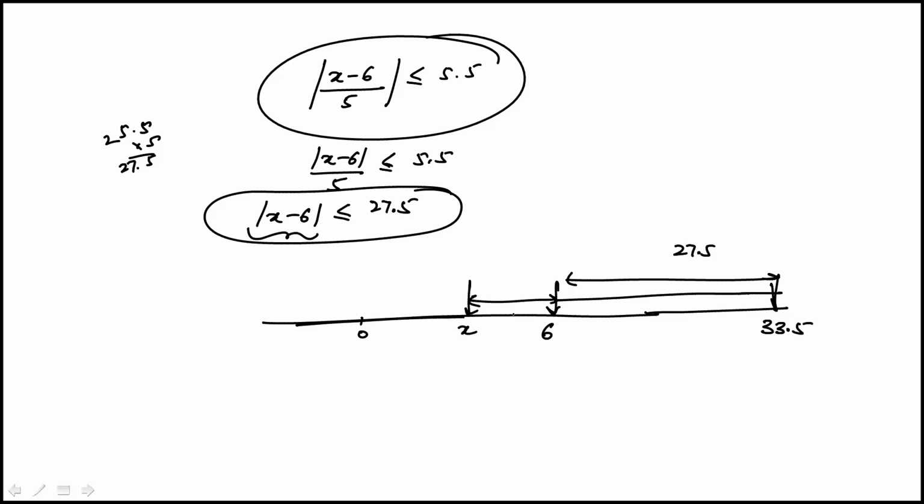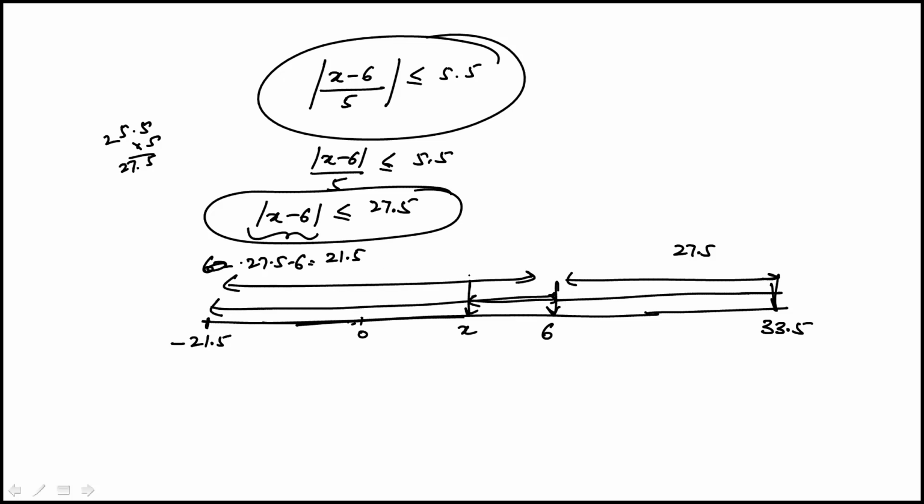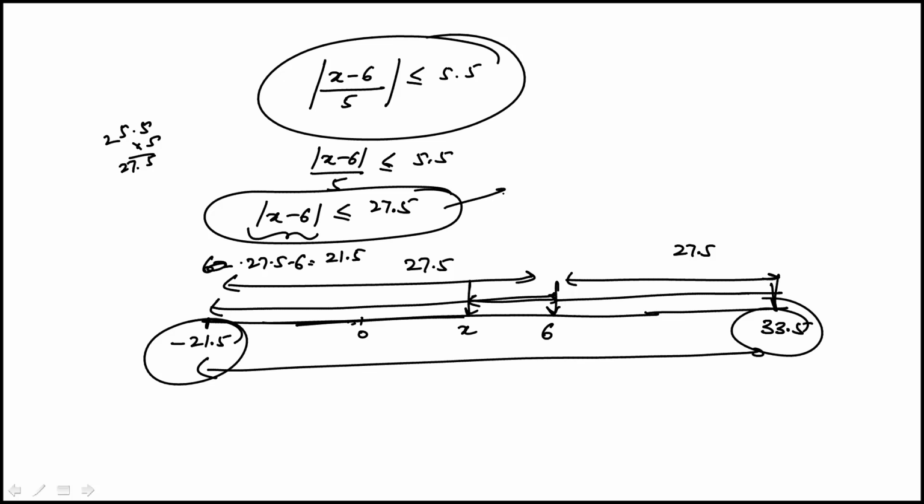And then on this side, you subtract 27.5 minus 6, which would be 21.5. So you will go up to minus 21.5. So what this means is, because that distance is 27.5. Again, not drawn to scale. So x will be a value that falls between these two. And that's the equivalent of that absolute value inequality. I just did it geometrically, but algebraically you'll get the same.